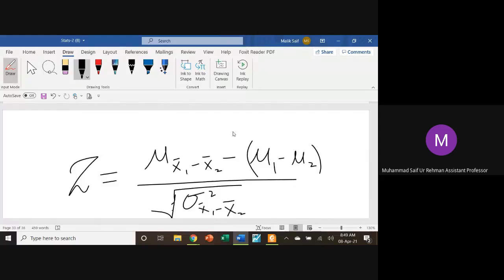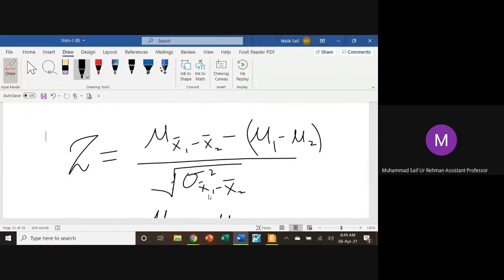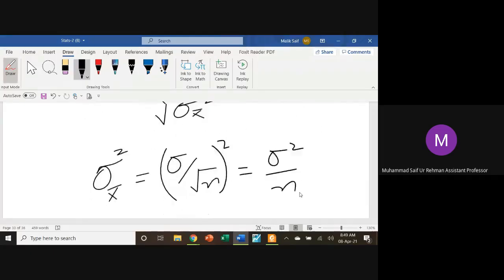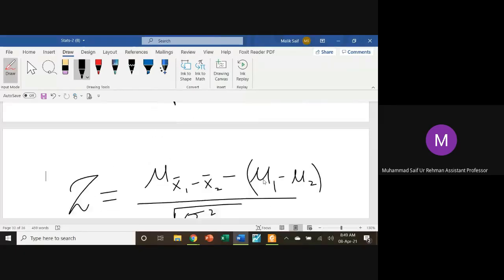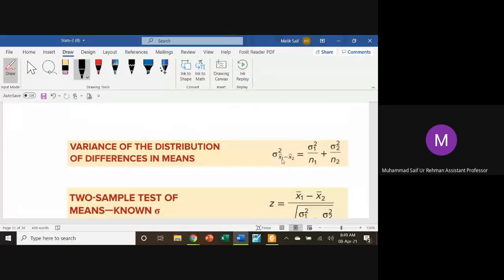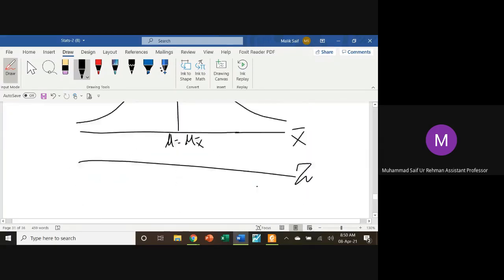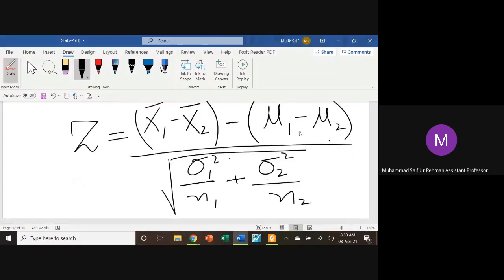Now in this case, we are going to use this formula, and we know that this is equal to, in this case, sigma x1 bar minus x2 bar square. I have already copied it over here. If you see this, sigma square x1 bar minus x2 bar is equal to sigma 1 square divided by n1 plus sigma 2 square divided by n2. There is a square root on this in the formula. And what about this mu1 minus mu2 that I have written over here?